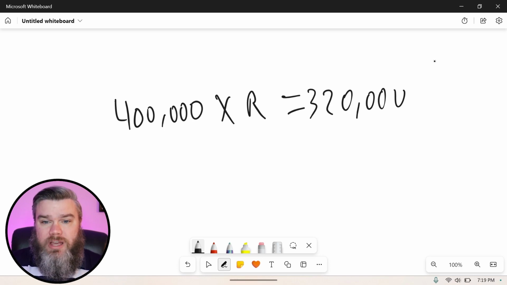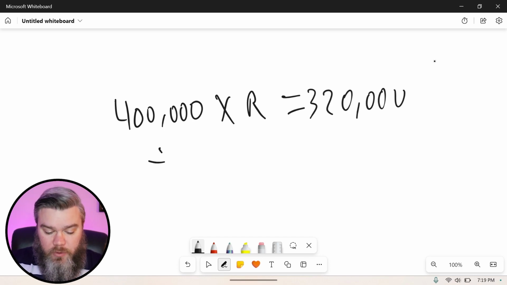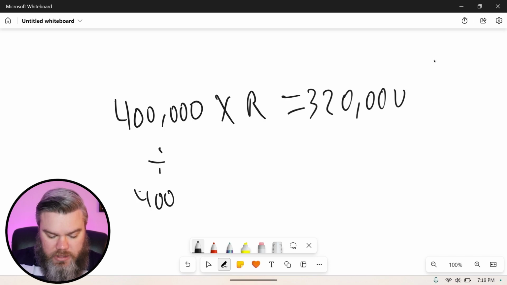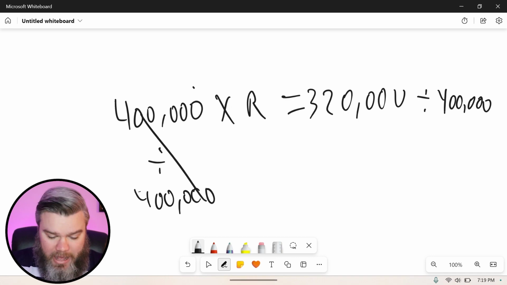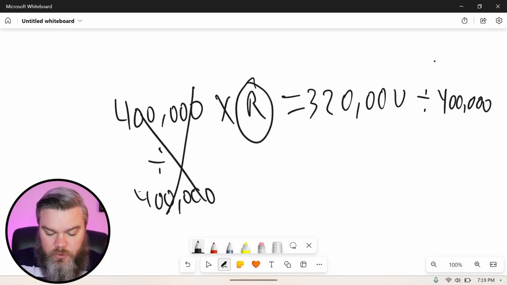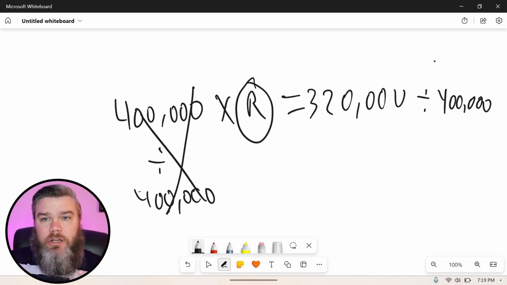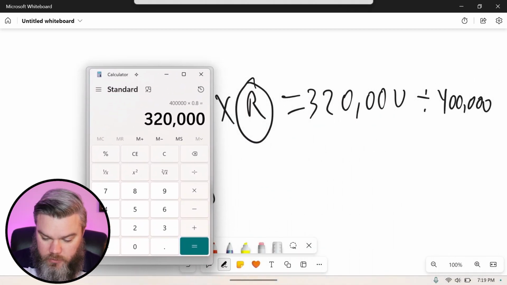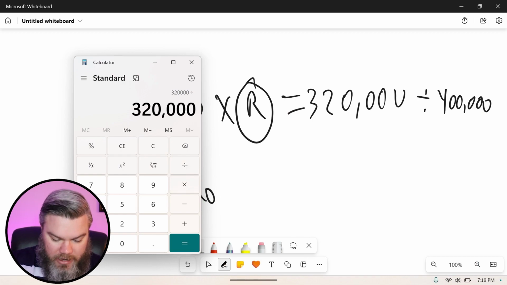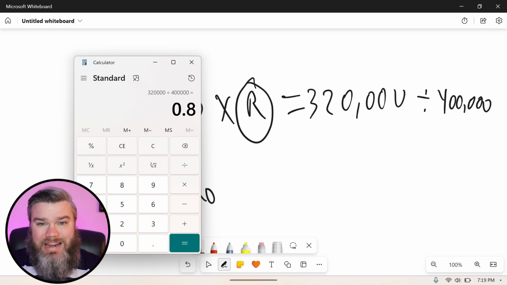So in this case, 400,000 times R gives us 320,000. Well, if we were to divide by 400,000 on this side, we would have to do the same on this side, right? And watch what happens. That negates itself out. So now you're just left with R. So now your loan to value ratio, where we gave this variable of R, equals 320,000 divided by 400,000. So if I take this 320,000 and divide it by 400,000, that gives us an 80% loan to value ratio. This is all T-bars are.